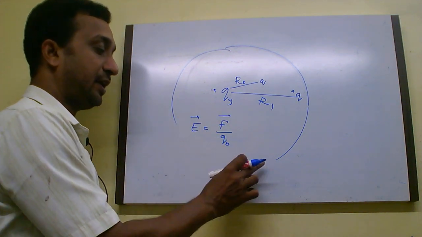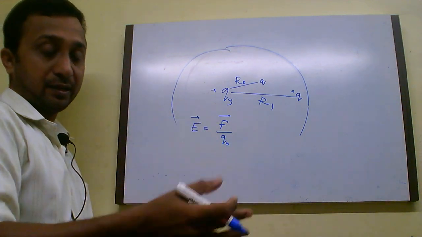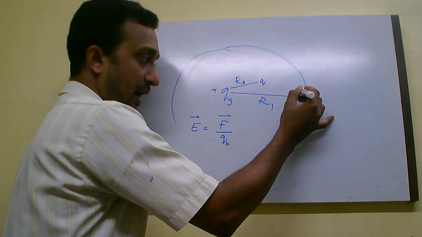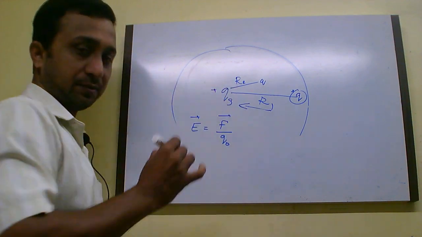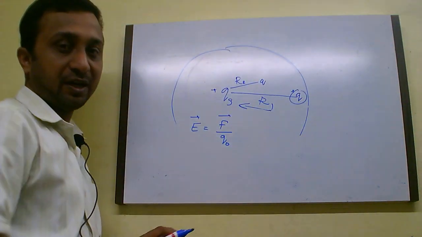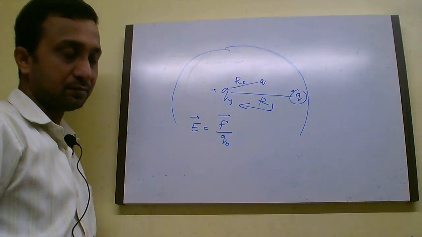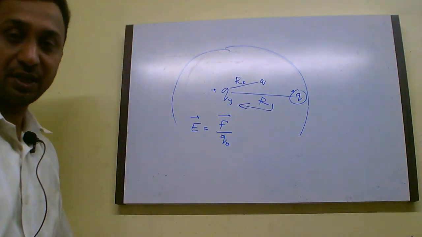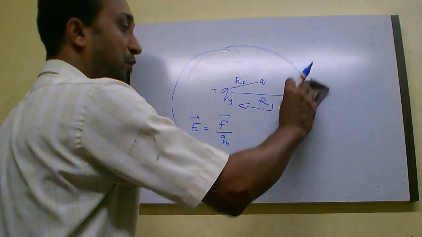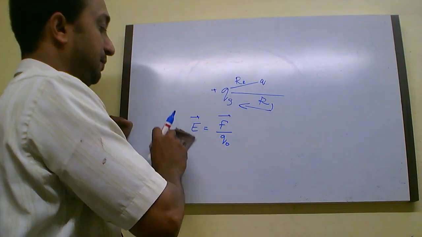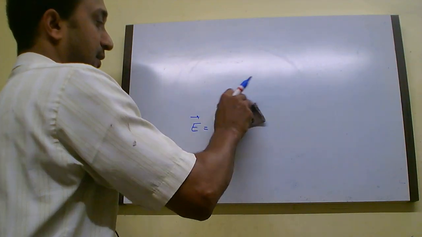Why did they say the unit positive test charge? Because if you take a charge of a greater magnitude, that charge may repel the source charge and the net electric field will be disturbed. So that's why we always choose a unit positive test charge, and the equation will be something like this.